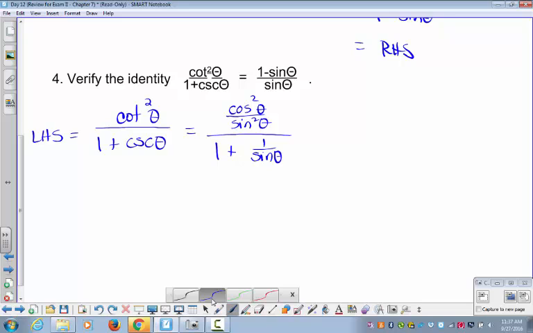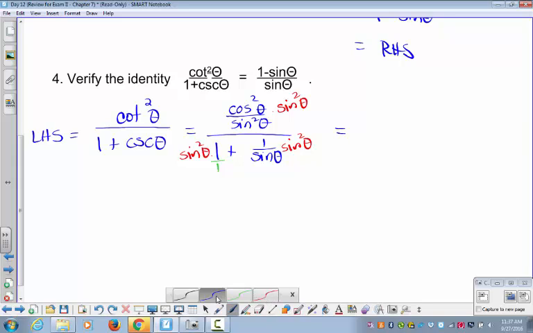So let's clear that. When we look at this, we should be seeing 3 fractions. We have this fraction, and that fraction. And what is the LCD between those fractions? Sine squared of theta. Right? That's the LCD. So we're going to multiply all 3 fractions by sine squared of theta. If you multiply all 3 by the same expression, you've preserved your equality.